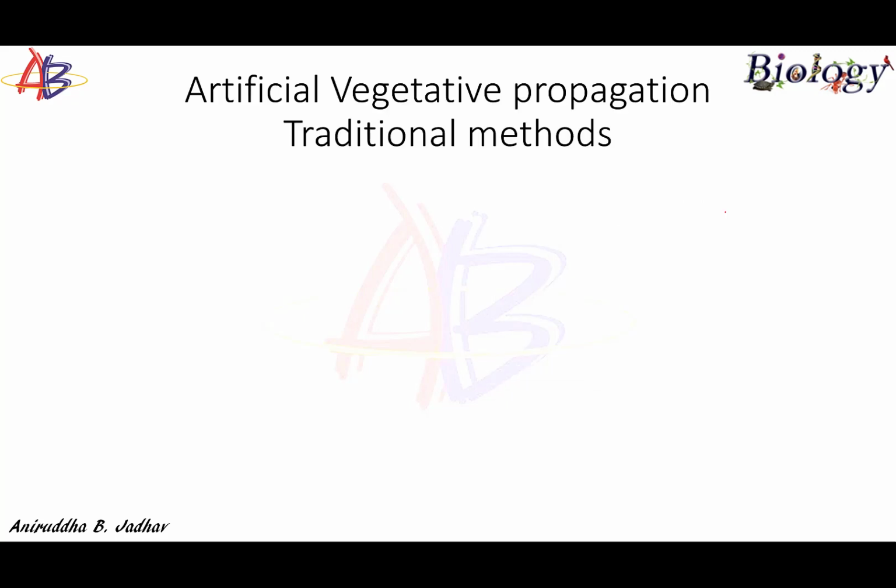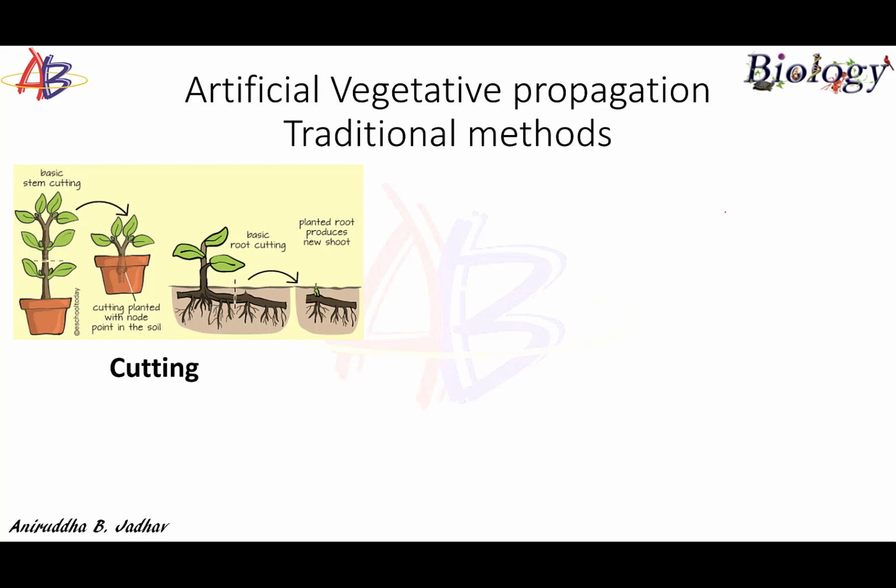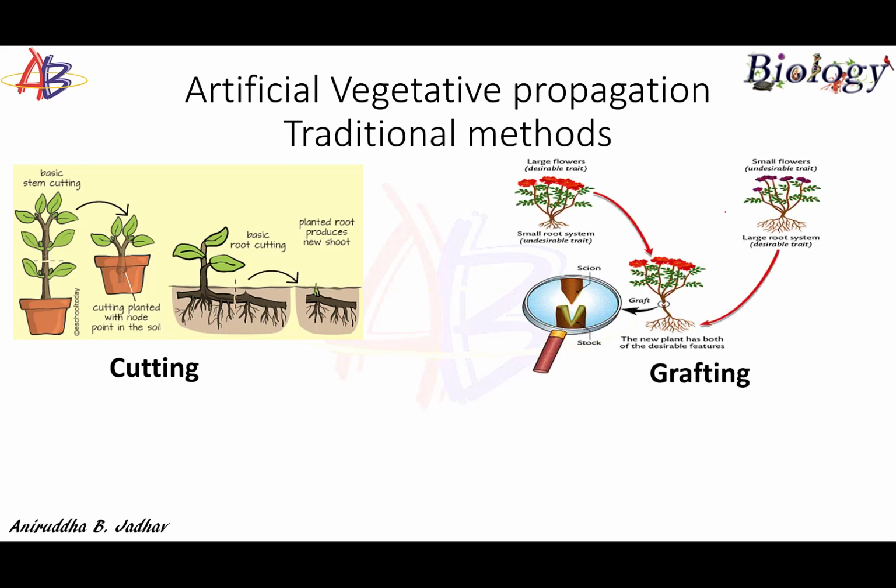Let us now discuss them one by one. So first is cutting. In the cutting process, a vegetative part of a plant is taken to form a new plant. That vegetative part can be from the stem region, and if it is from the stem region, it is termed stem cutting. Or alternatively, the vegetative part can be from the root region, and in that case, it will be called root cutting.